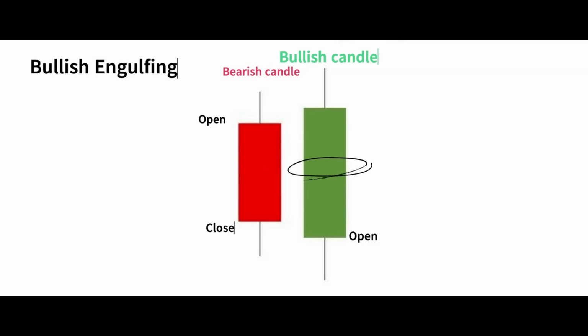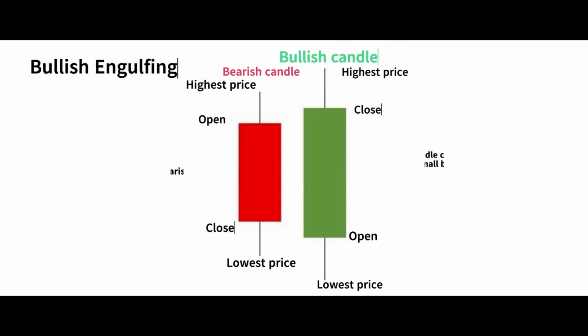The second candle is a larger bullish candle that opens lower than the previous candle's close, but closes higher than the previous candle's open. The bullish candle engulfs the entire range, body and shadows, of the bearish candle. This indicates a reversal in the market from bearish to bullish. The bullish engulfing pattern suggests that buyers have gained control and are overpowering the sellers, potentially leading to a trend reversal or a significant upward move in the price. Traders often interpret this pattern as a signal to enter long positions or buy the asset.